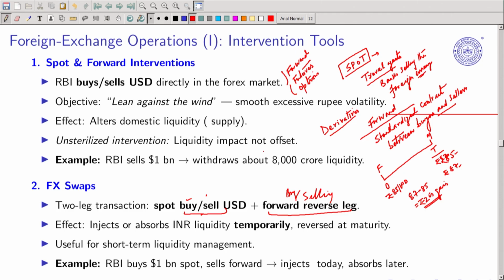If RBI is selling dollars, then it will be buying the dollar later at a much cheaper price. When it is buying dollars today, it must be selling at a higher price, so that it gains some spread. This is also one of the important sterilization measures that we are seeing.